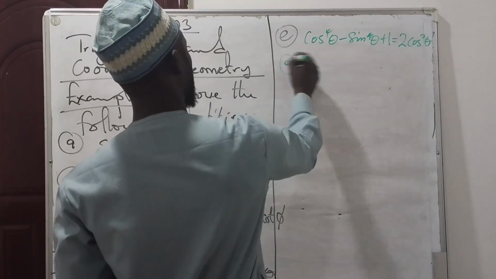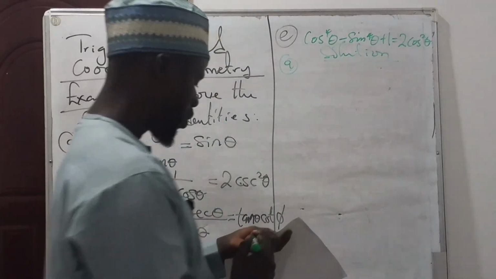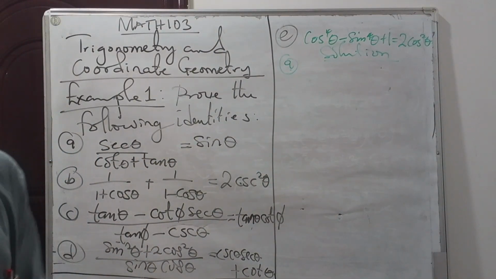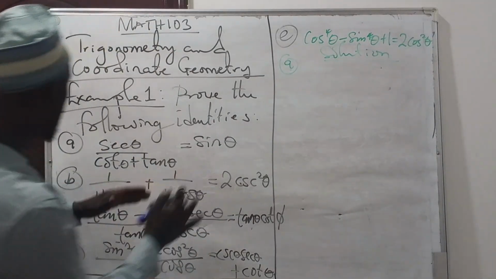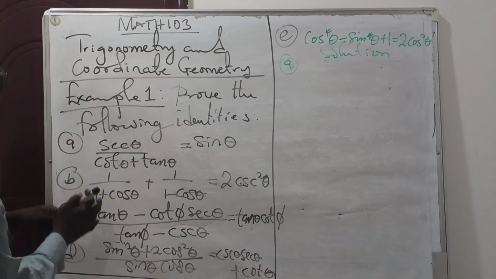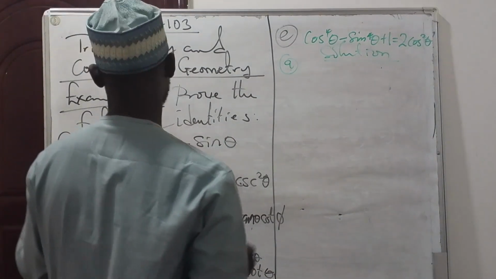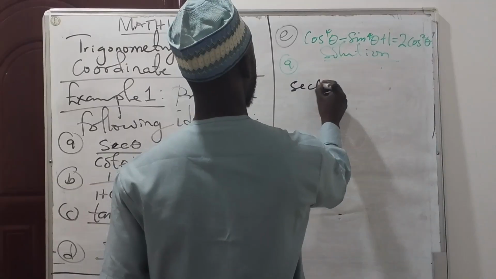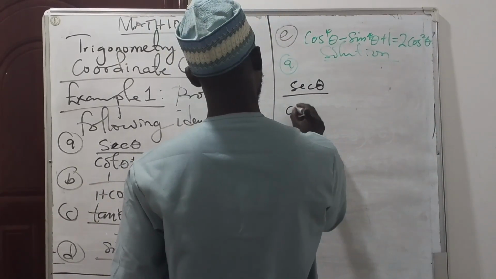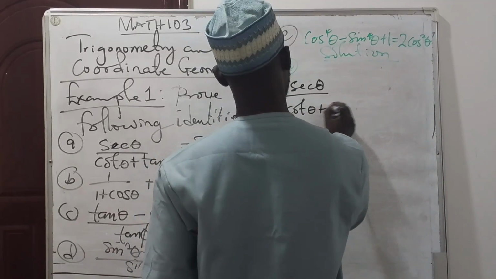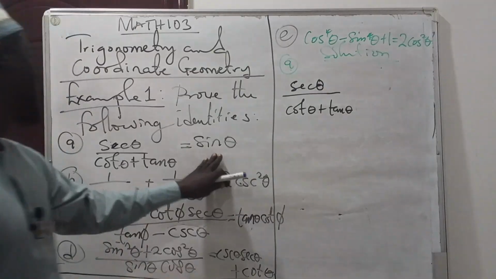Now to begin the solution, we start with A. What we are going to do is take the left hand side and prove the right hand side. So we are starting from the left hand side, which is sec theta over cot theta plus tan theta, until we arrive at sine theta.